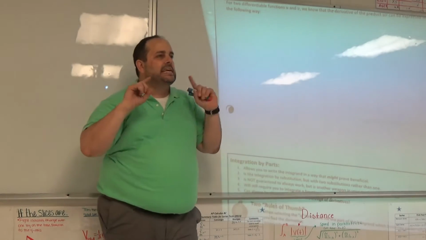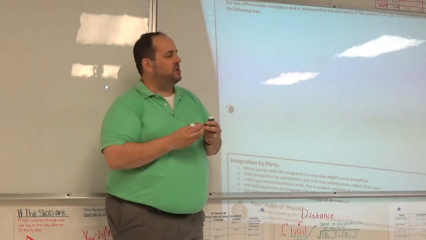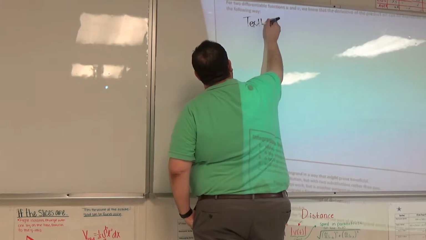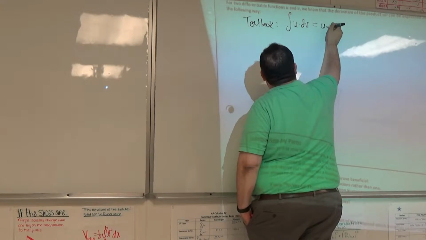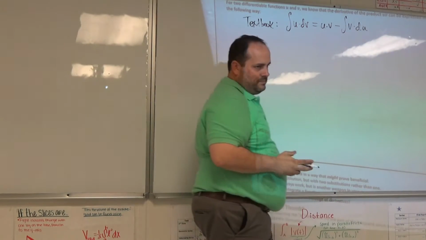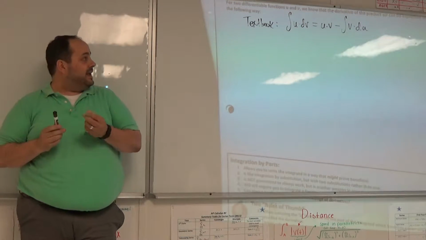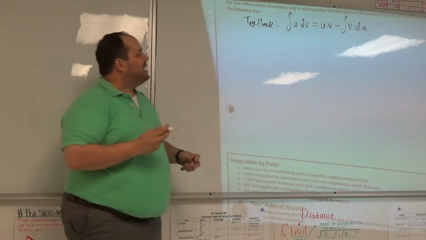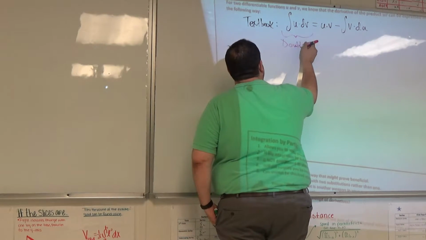Integration by parts is undoing a product rule. Let me show you what the integration by parts formula is. In your survival guide and in the textbook, it says that the integral of u dv equals uv minus the integral of v du. This is what integration by parts is. The integral of u dv equals uv minus the integral of v du. Integration by parts is a double substitution.